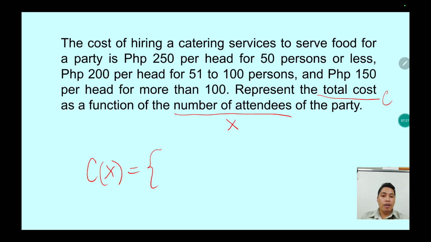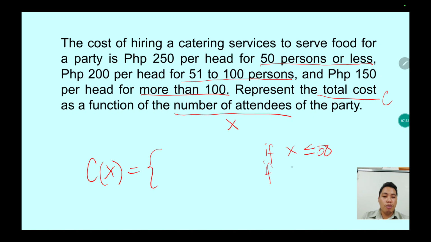So we have 50 persons or less, 51 to 100 persons, and then more than 100. So be careful. We start first with the domain. Let's try to use this technique. First, 50 persons or less. If the number of persons is less than or equal to 50, so you include 50.